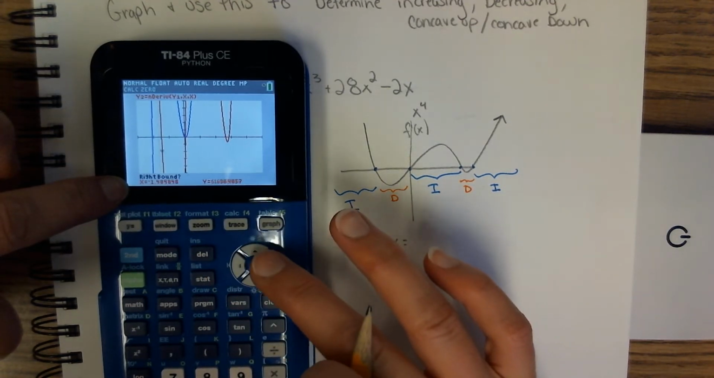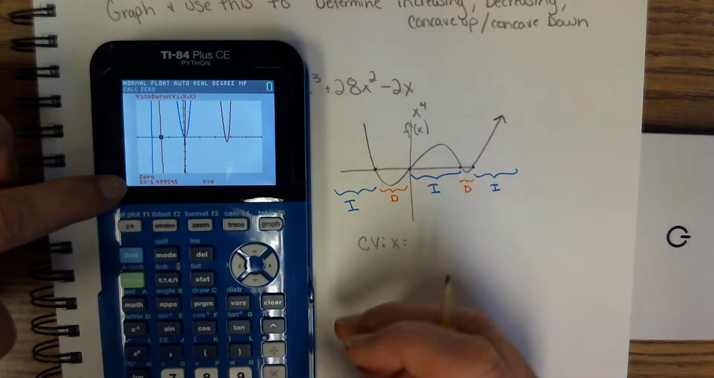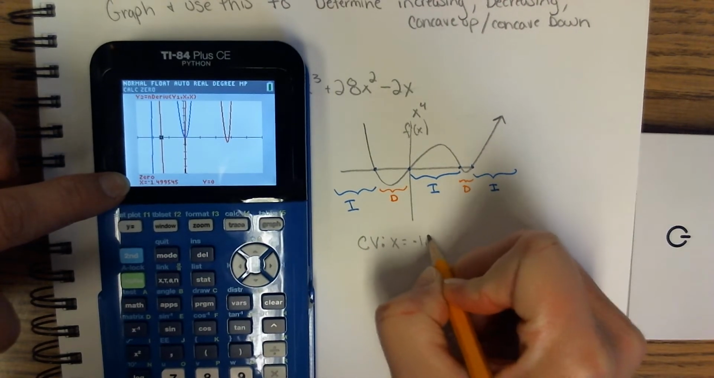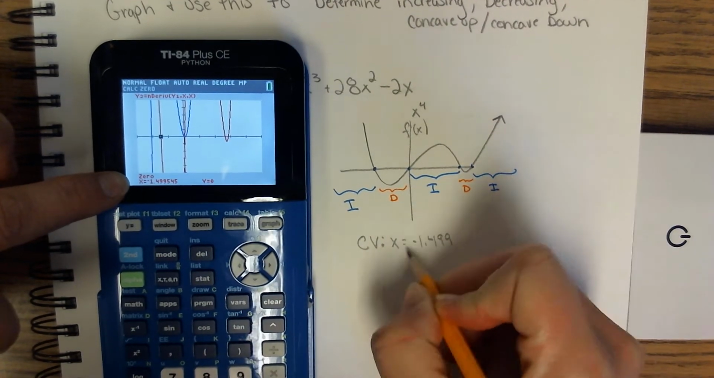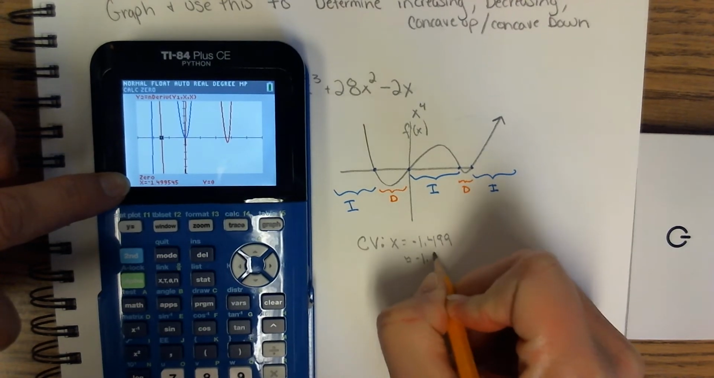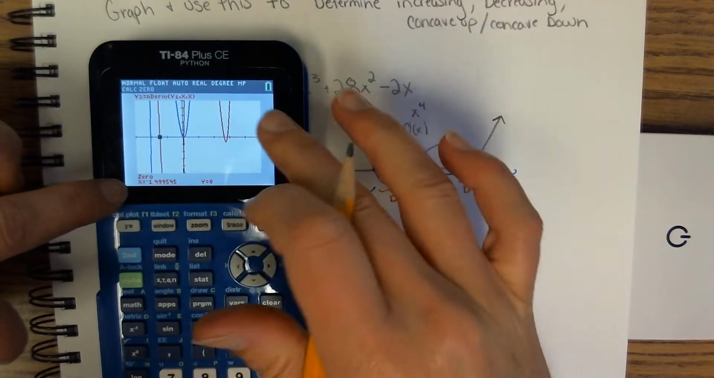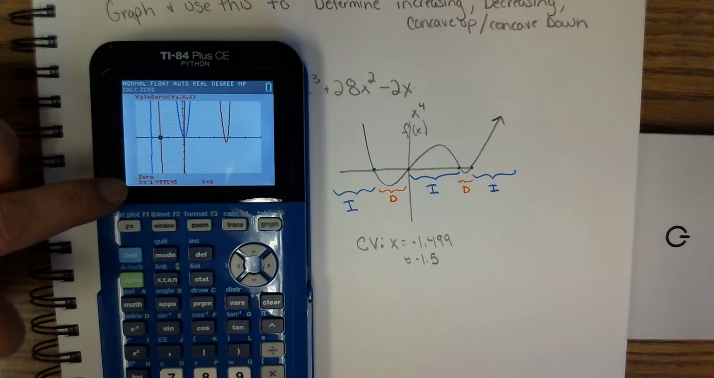Okay. There we go. Negative 1.499, which is approximately negative 1.5. Okay, now I'm going to keep doing that. I'd like you to hit pause, please. Keep doing that and find all of your values.